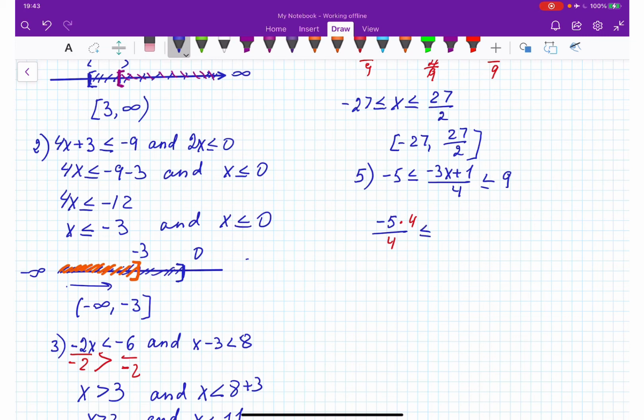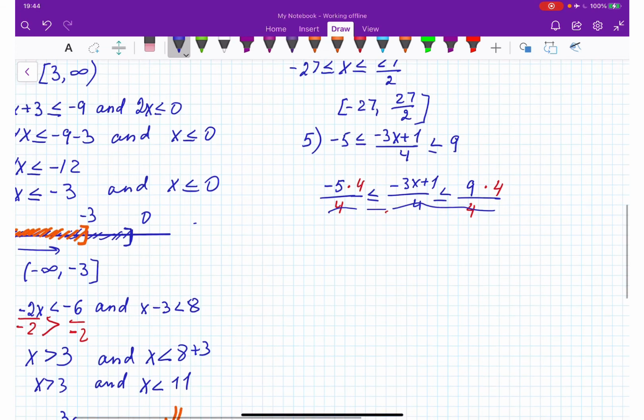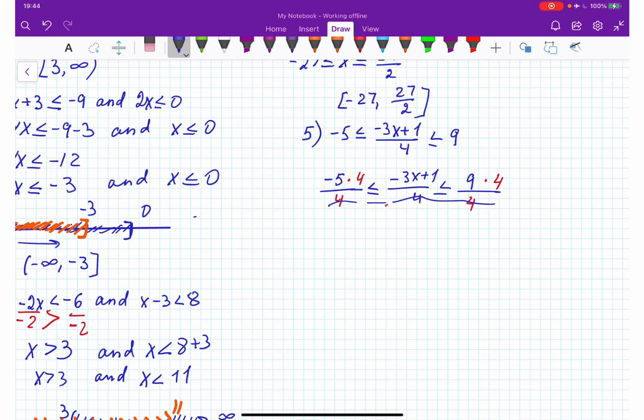Less than or equal to negative 3x plus 1 over 4, less than or equal to. So 9, we divide by 4 and multiply by 4. What do we get? 4, 4, 4, we drop it. And we are getting negative 20 less than or equal to negative 3x plus 1, less than or equal to 36.